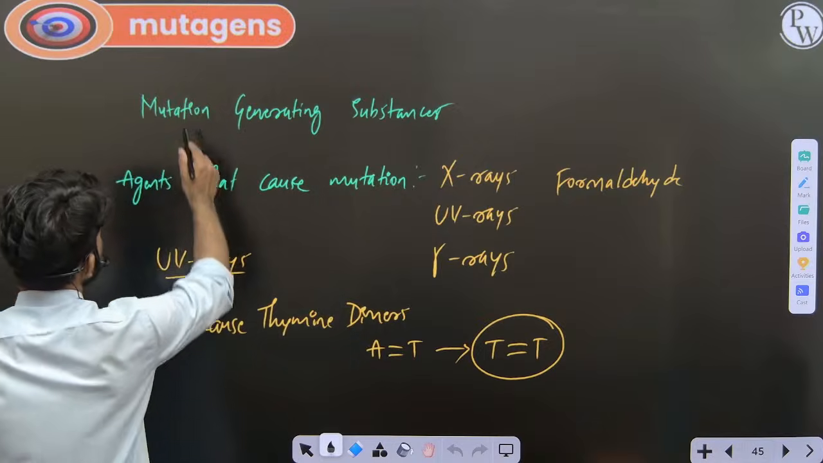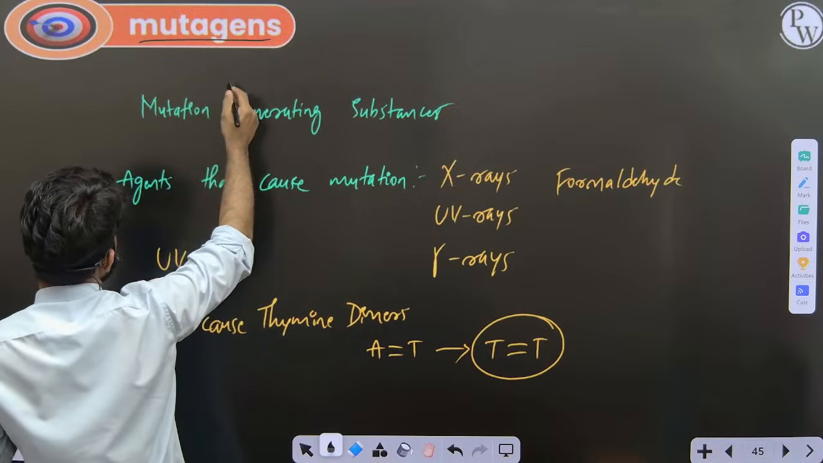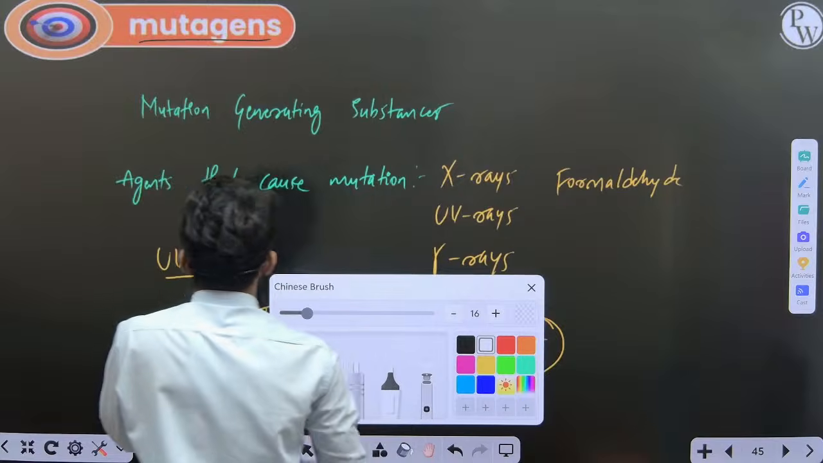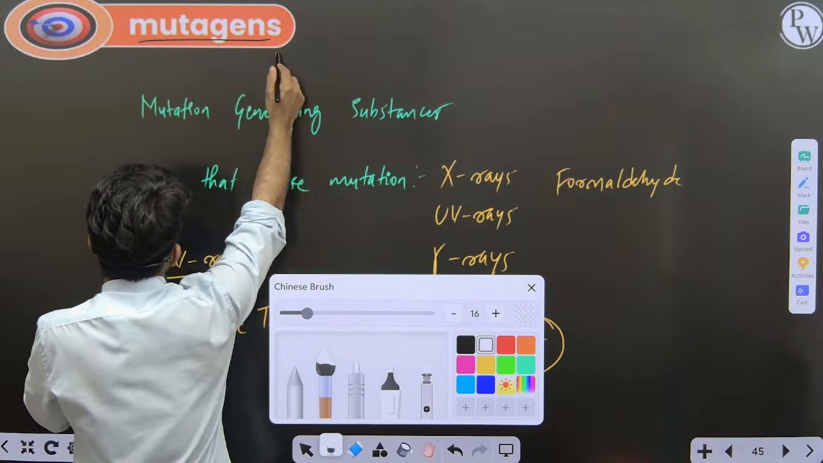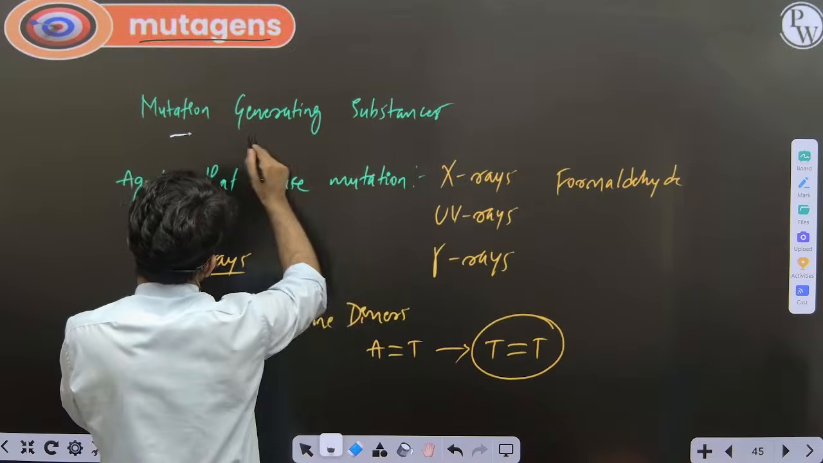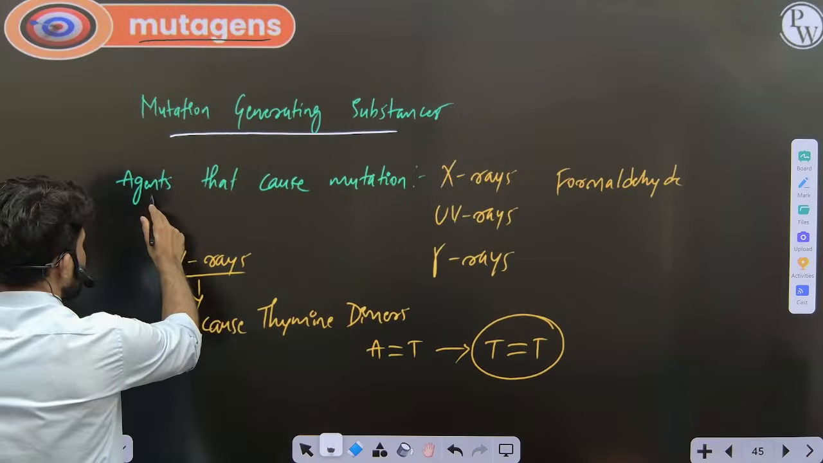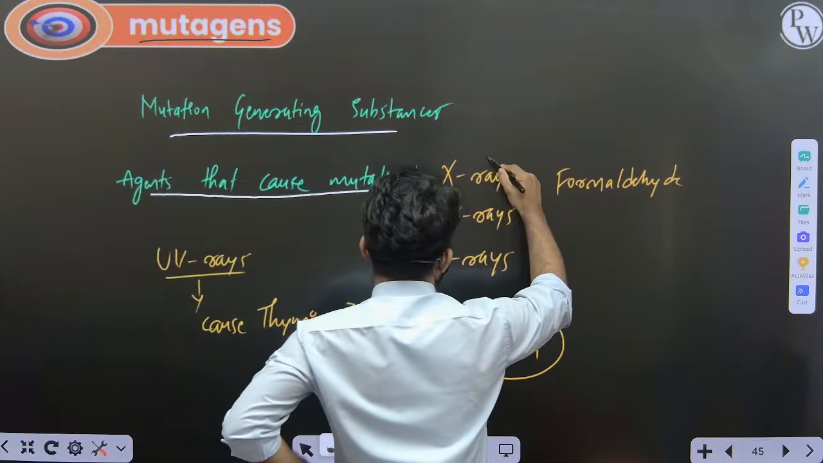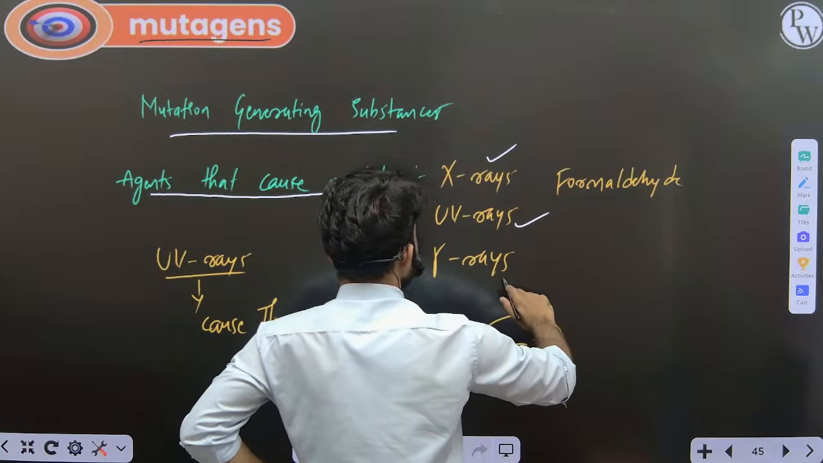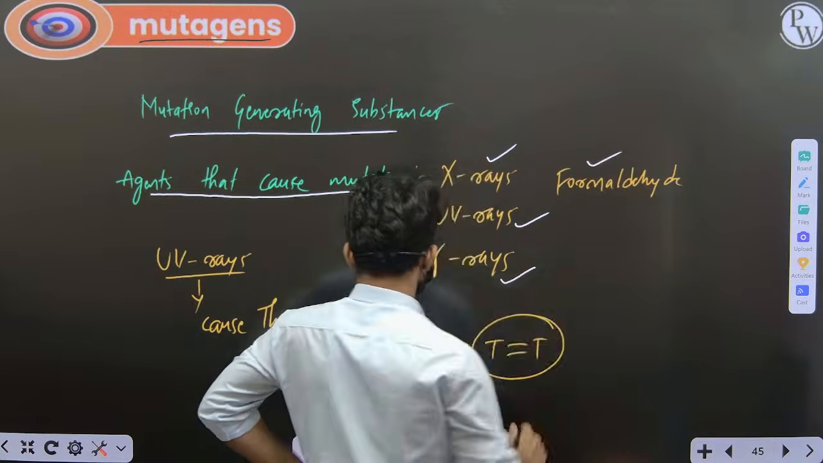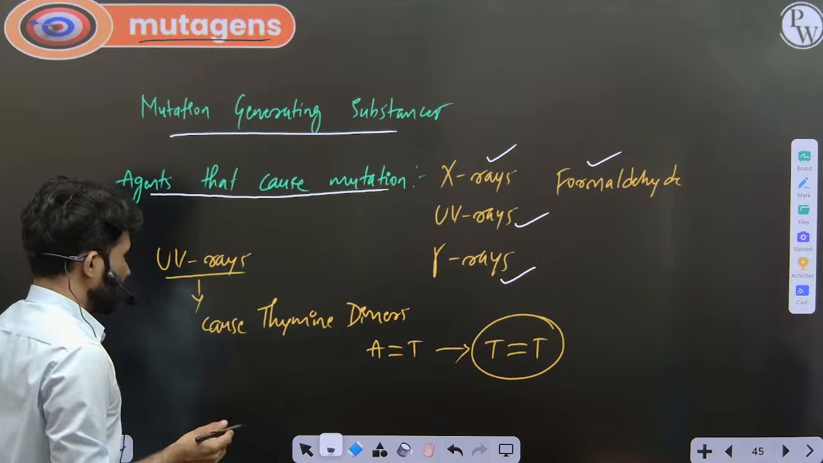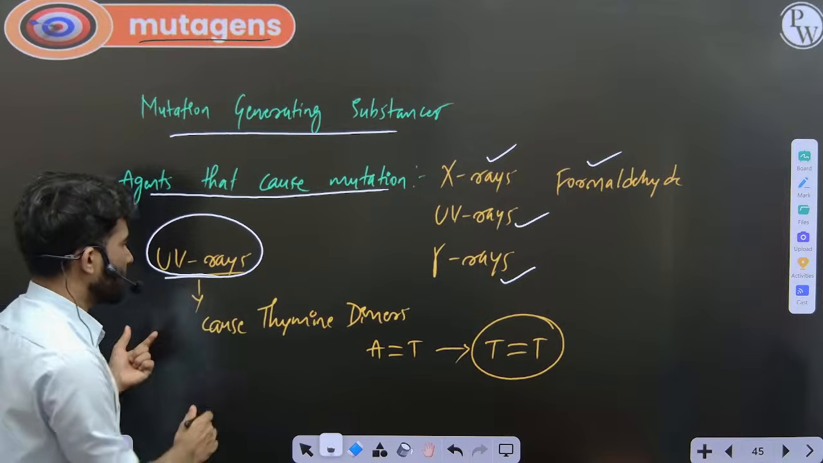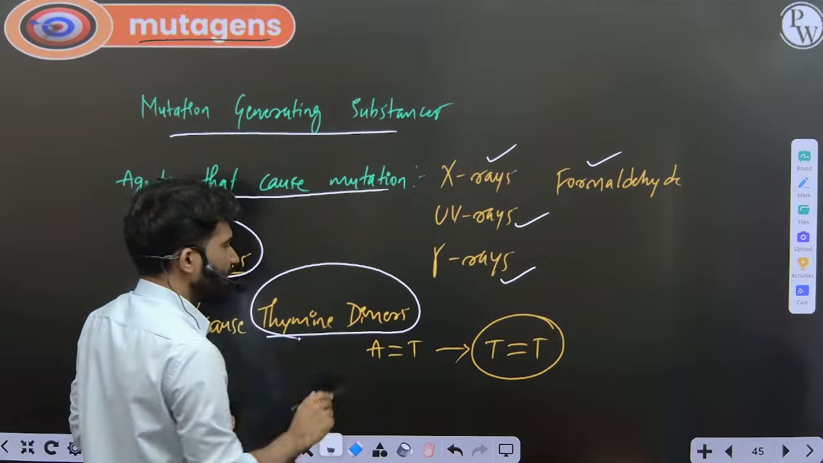Next one is the mutagens. We already studied these are the agents, the substances which cause mutation, right? The name itself says mutation generating substances are called mutagens. One example is X-rays, UV rays, gamma rays, formaldehyde, even mustard gas, all of which cause different types of mutation. Among these, the UV rays cause a mutation called thymine dimer.